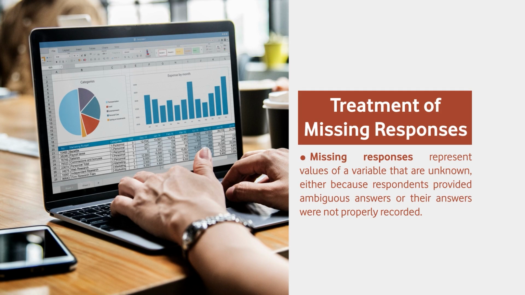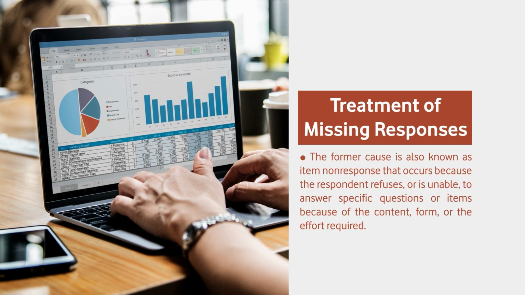Here, missing responses, as we have been talking about, represent the values of a variable that are unknown, either because the respondents provided ambiguous answers or their answers were not properly recorded, right? The former cause is also known as item non-response, which occurs because the respondent refuses or is unable to answer specific questions or items because of the content, form, or the effort required. So this is how we can understand the missing responses.